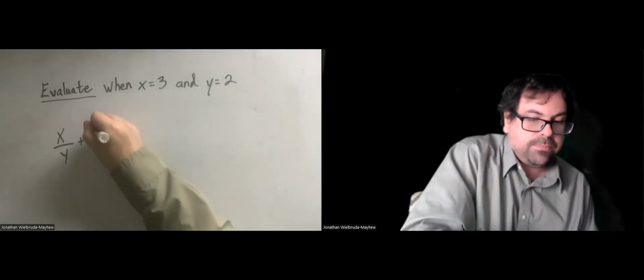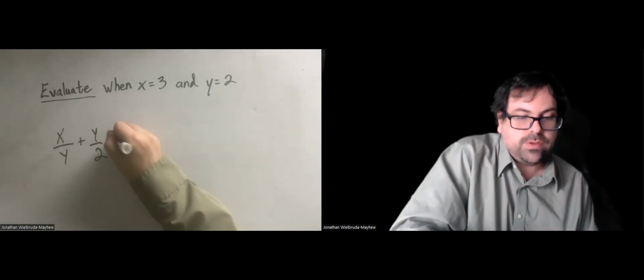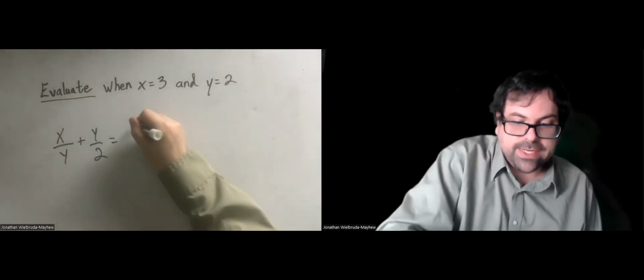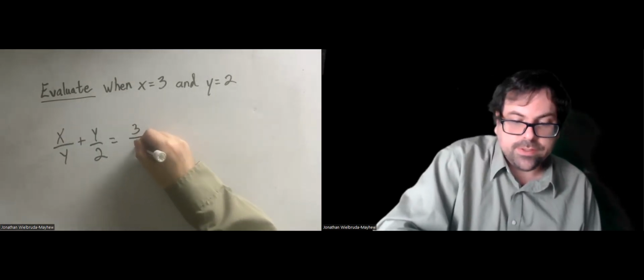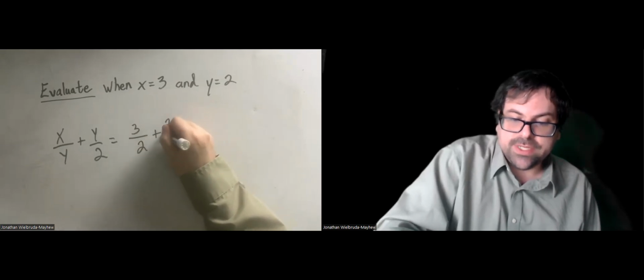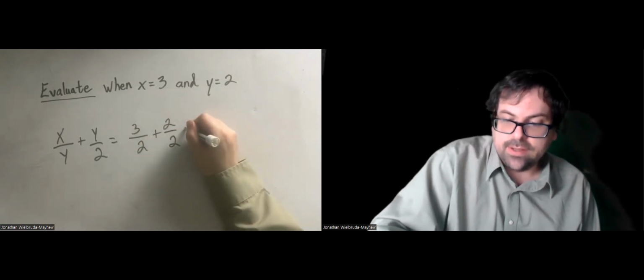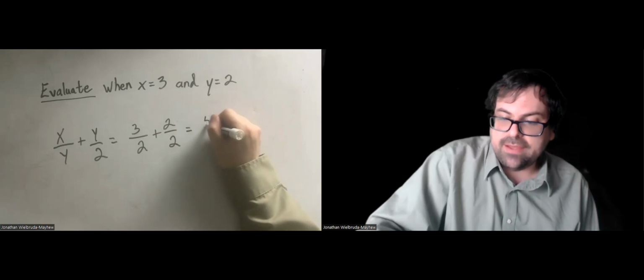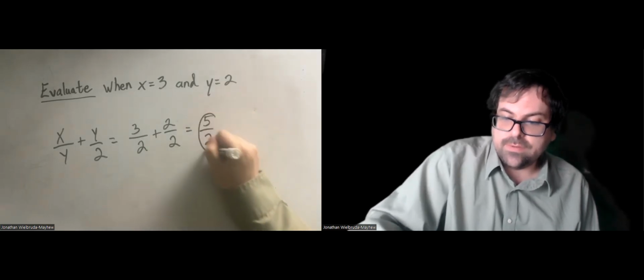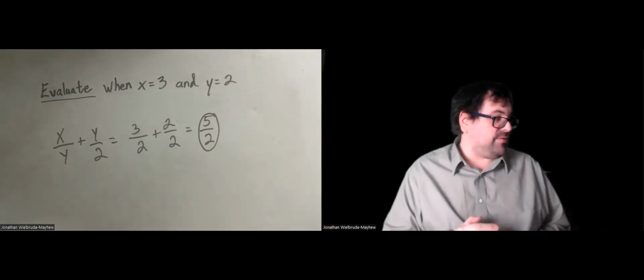X over y plus y over 2. 3 is x. 2 is y. 2 is y. 3 halves plus 2 halves is 5 halves.